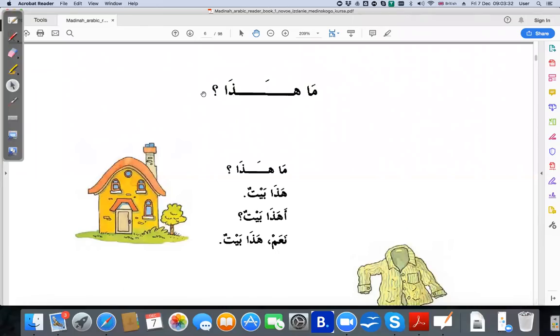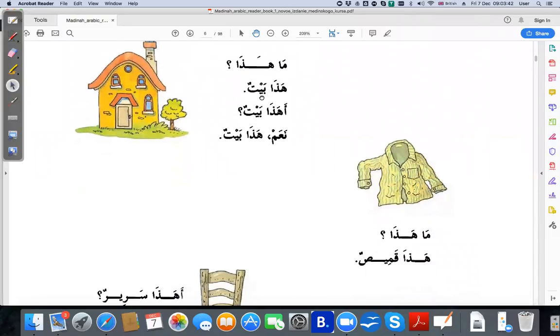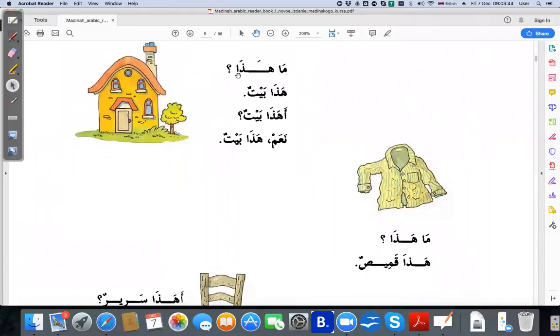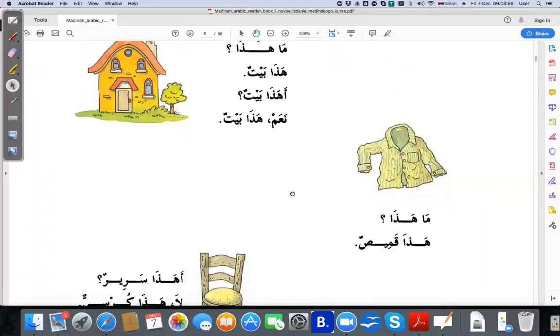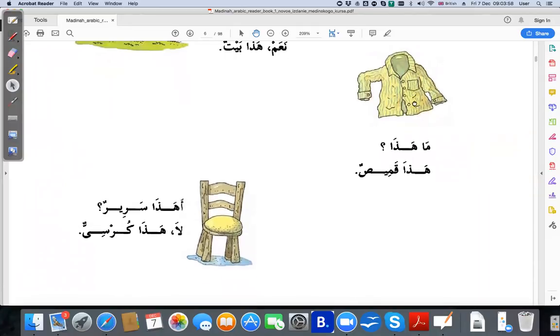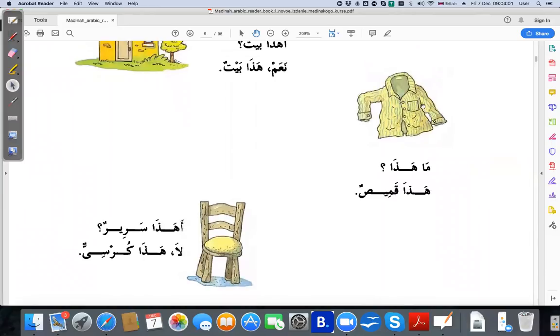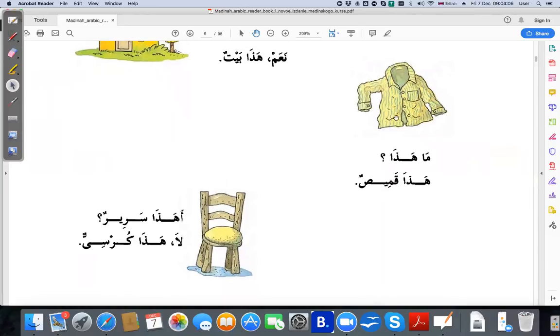Ma hada. What is this? Hada baytun. This is a house. Is this picture a house? Yes, it is. So we say na'am, na'am hada baytun. We ask about a shirt. Ma hada, what is this? Hada qamisun, this is a shirt.